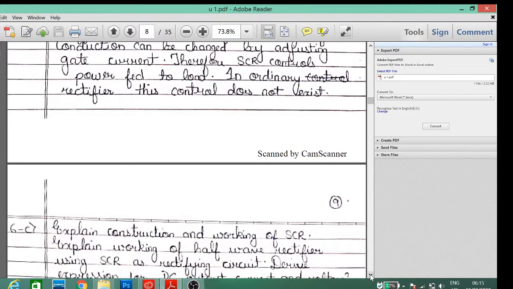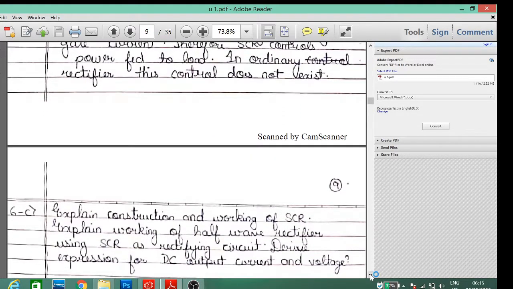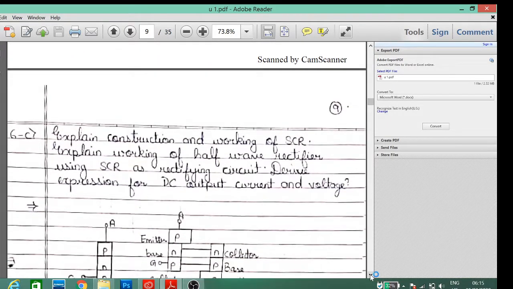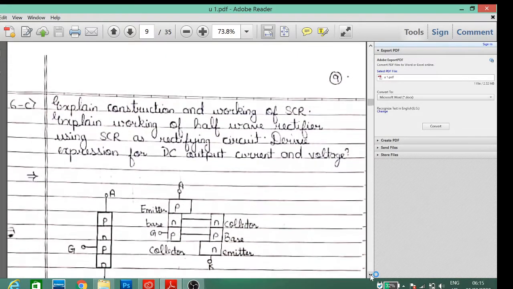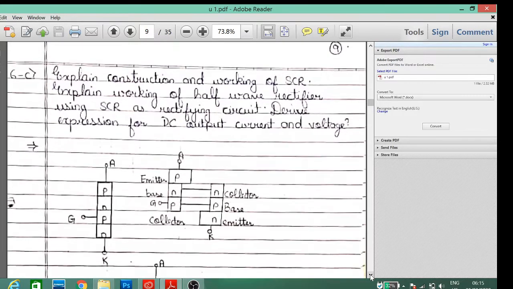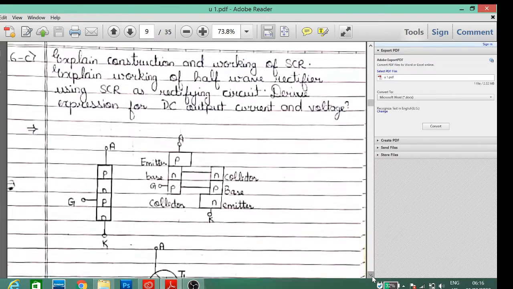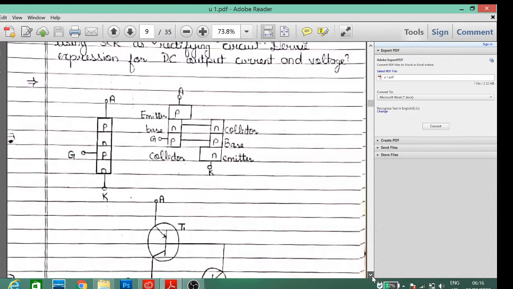Now, explain the working of SCR and explain the working of a half wave rectifier using SCR. Derive the expression for DC output current. First we have to explain the construction and working of SCR, and then we will derive the expression for the half wave.